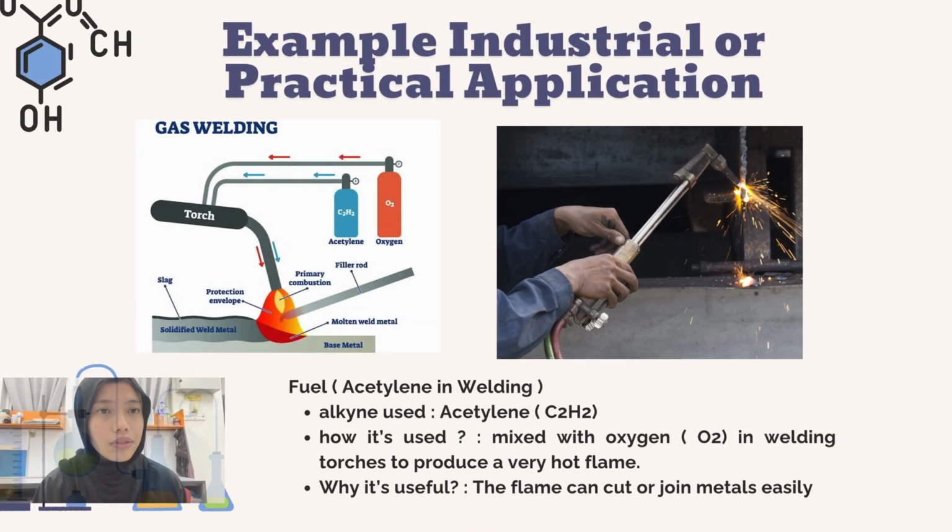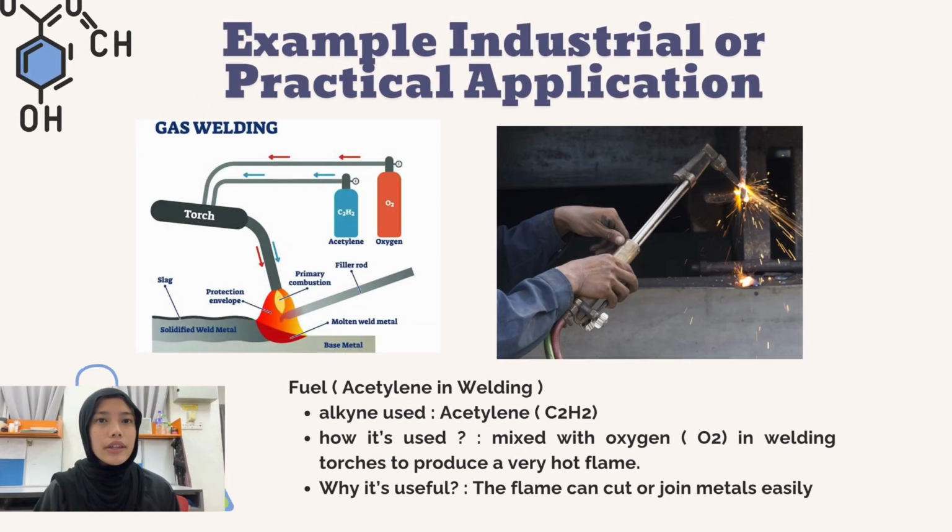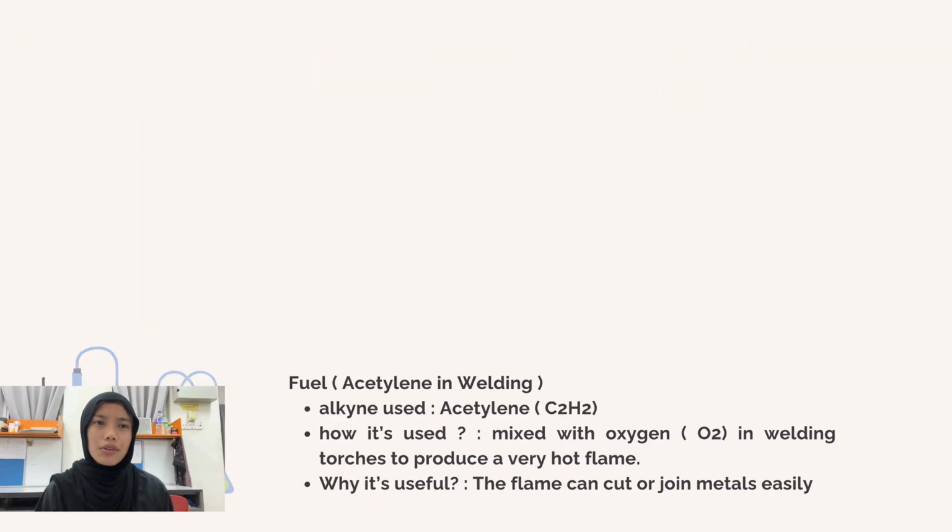Let's talk about one use of alkynes. So the very common example is ethyne, which is used in oxyacetylene welding. This is because when ethyne burns with oxygen, it produces a very hot flame that can melt metals. This makes alkynes useful in industrial work, especially for cutting and joining metal parts.